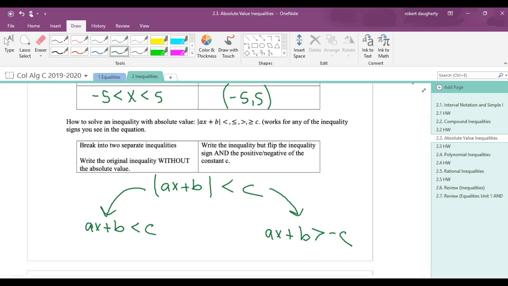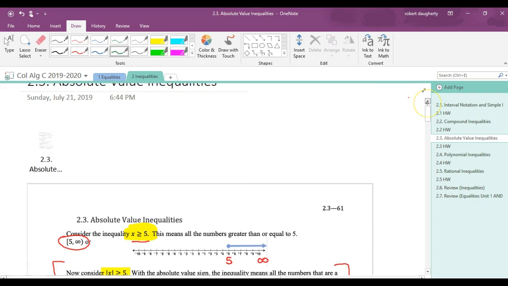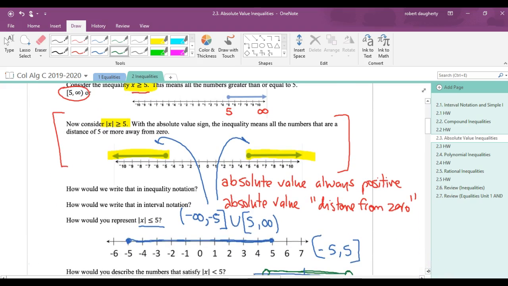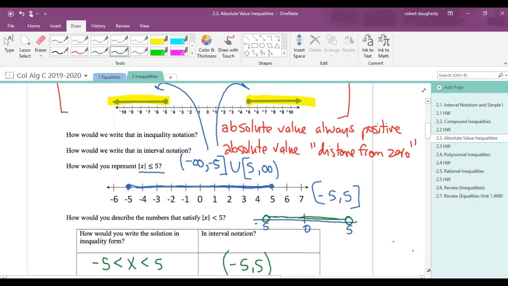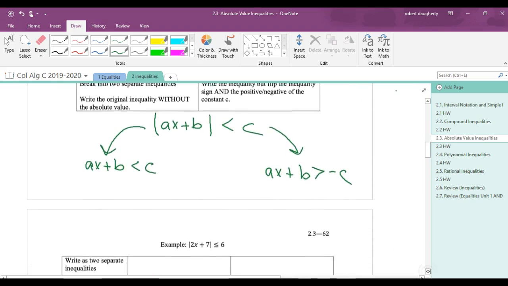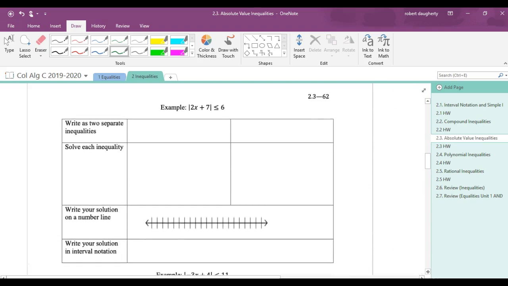So rather than be confused, you see what happens here: when I had absolute value greater than a number, I got 2 areas as my answer. When I had absolute value less than a number, I got 1 interval. So there are different ways of handling that. What we're going to do is just break everything into 2 problems, and you don't need to worry about that. It's all going to work out.